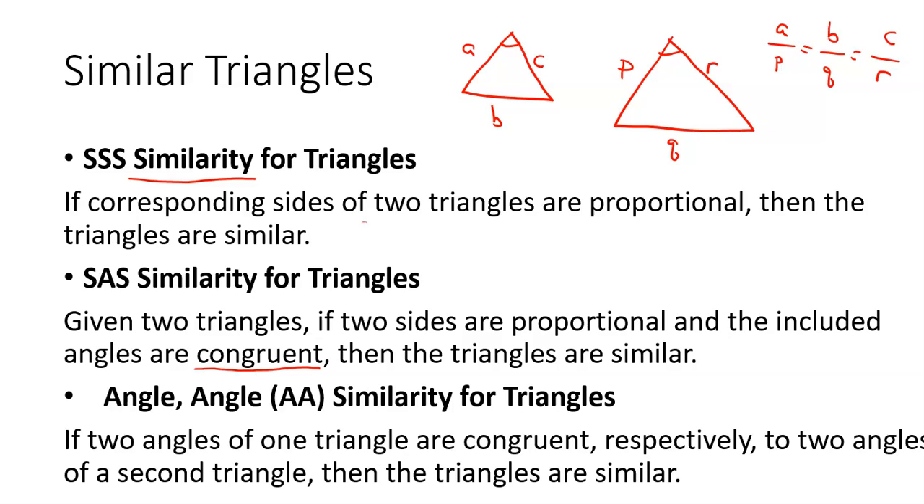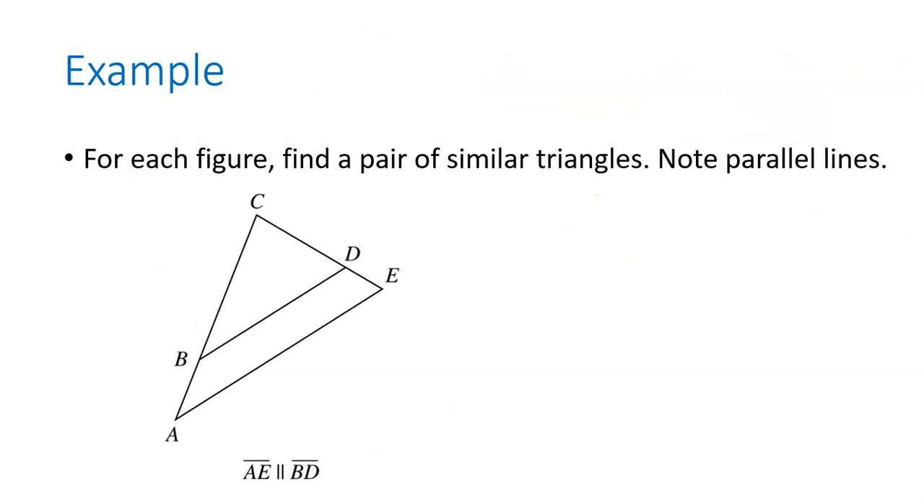But think about it this way. If two of the angles are congruent and the triangle's measures add up to 180, the third ones have to be congruent. So you can use angle-angle. If two of the angles of one triangle are congruent to two angles of another triangle, then those two triangles are similar to each other. Not congruent, but similar. So how does this work? Let's try to find out.